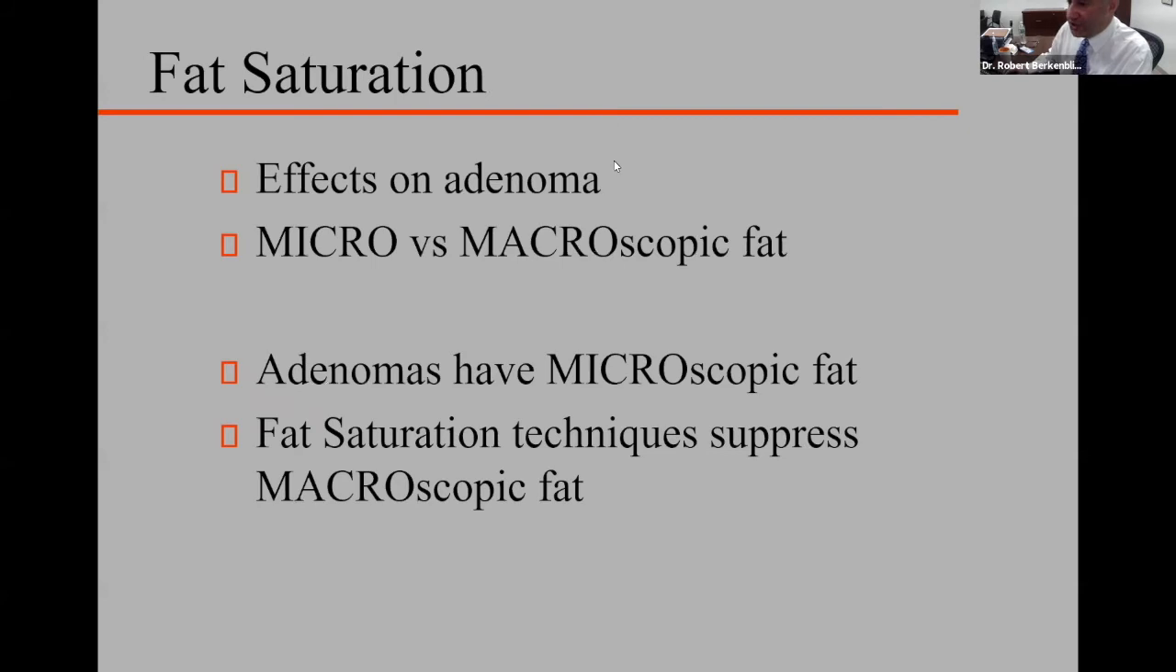What about fat saturation techniques and their effect on the adenoma? Well, fat saturation affects macroscopic fat. A microscopic fat is what we're talking about with an adenoma. So adenomas, like I said, have microscopic fat. Fat saturation techniques suppress macroscopic fat.